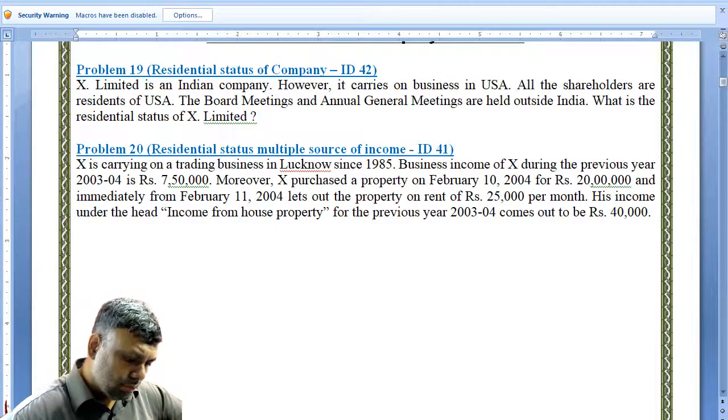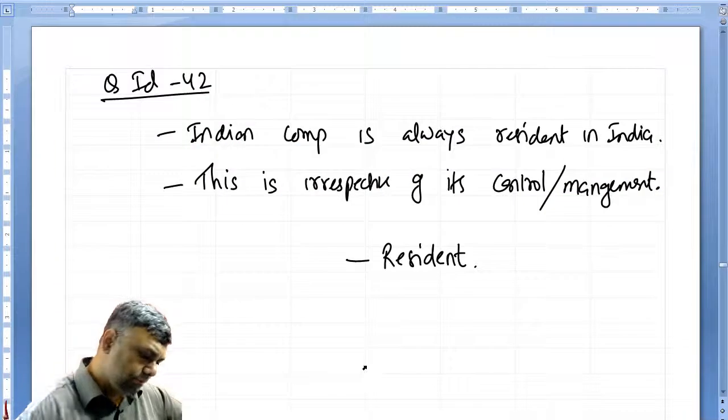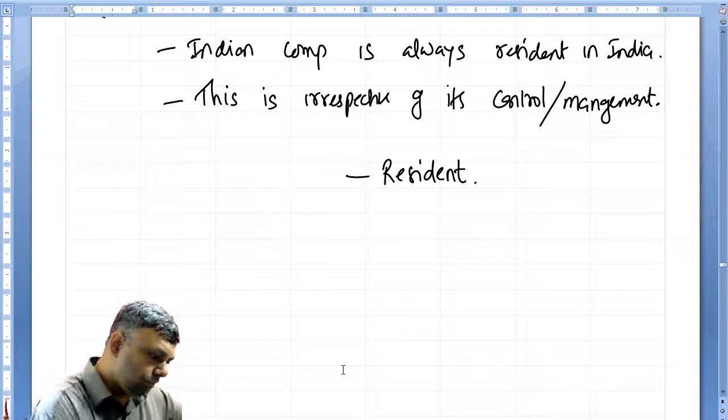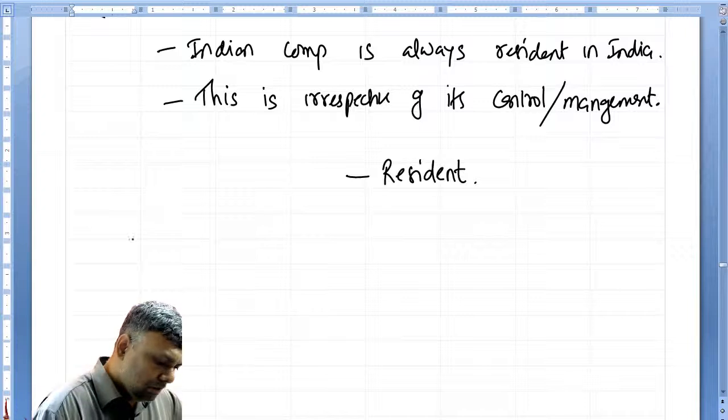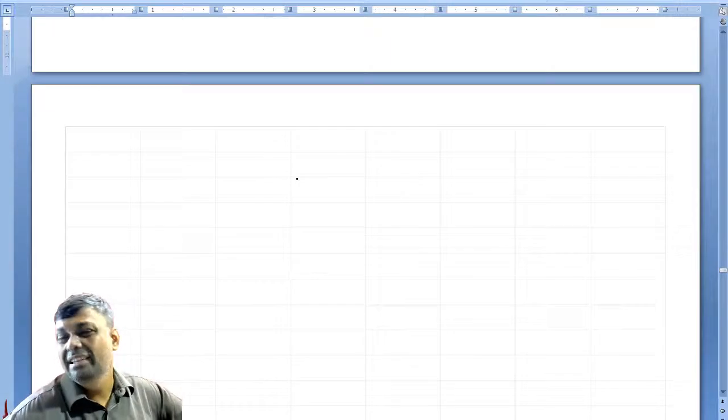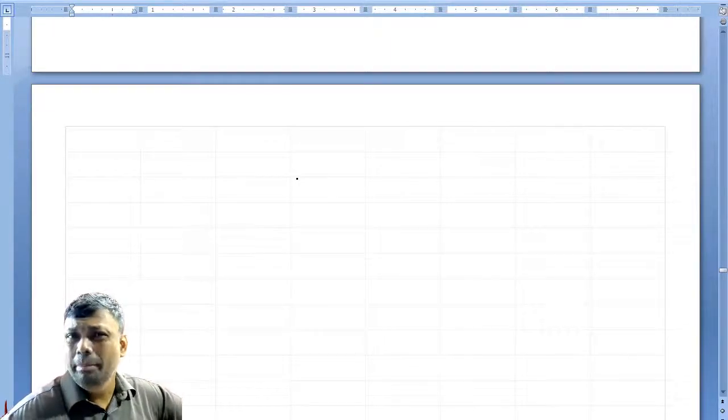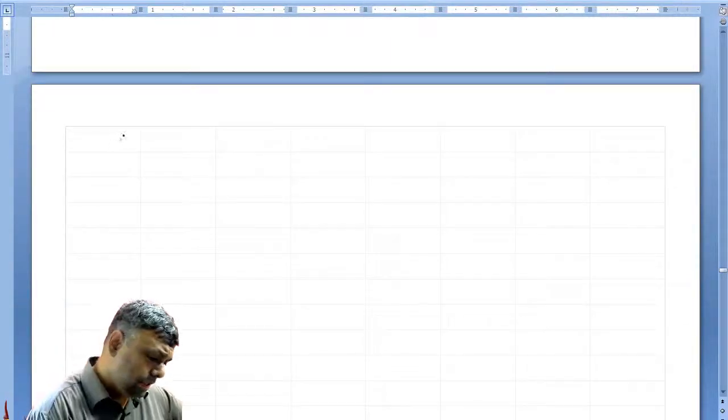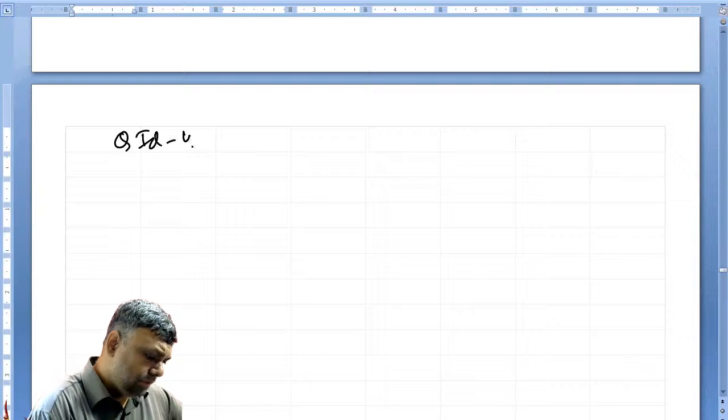Okay, so we have understood that, but what is the question ID number? Let me check it up. The question ID number is 41. I'll take a new page only. I don't like to write the same answer on the same page now. One page only, one answer. Okay, question ID number is 41.